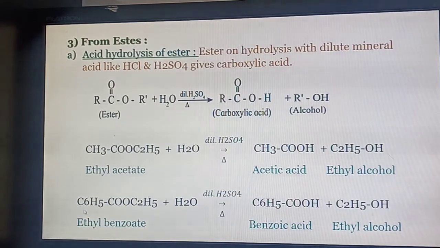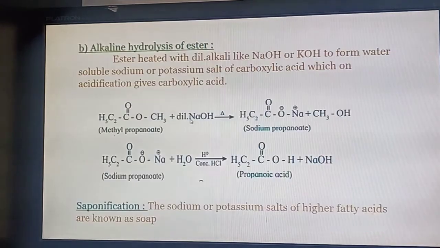The next reaction is if we use ethyl benzoate, C6H5COOC2H5, so ethyl benzoate plus water in presence of dilute H2SO4, it gives benzoic acid and ethyl alcohol. So this is again another example of deesterification by which we can prepare this carboxylic acid. And as you know, the reversible reaction is called as esterification.